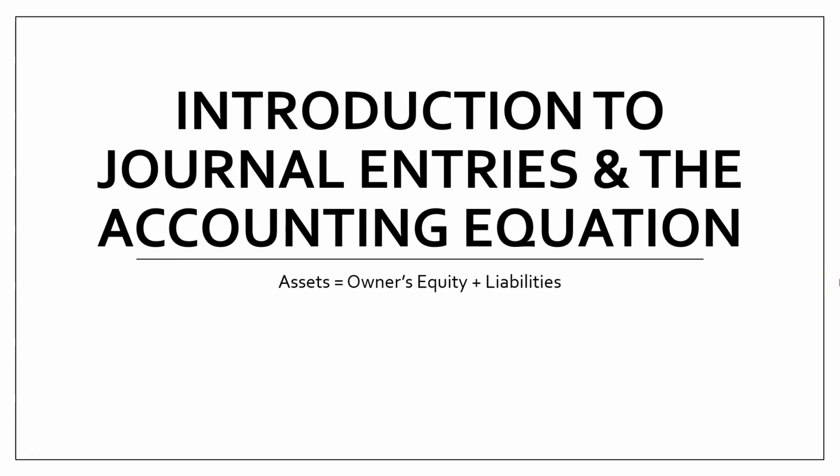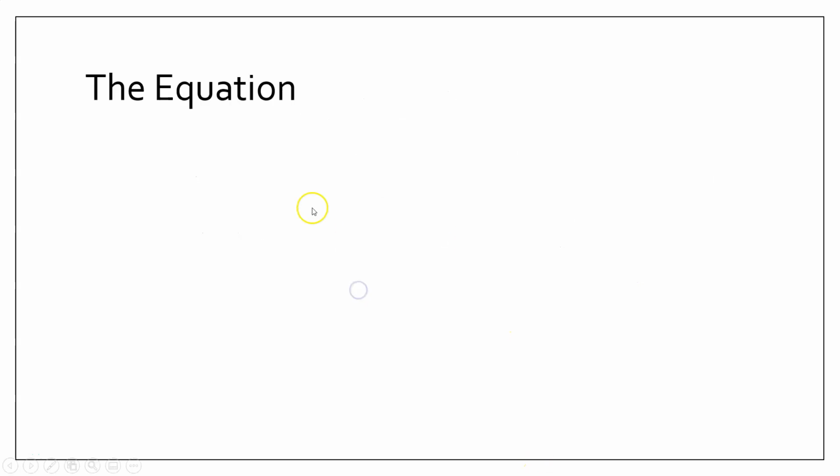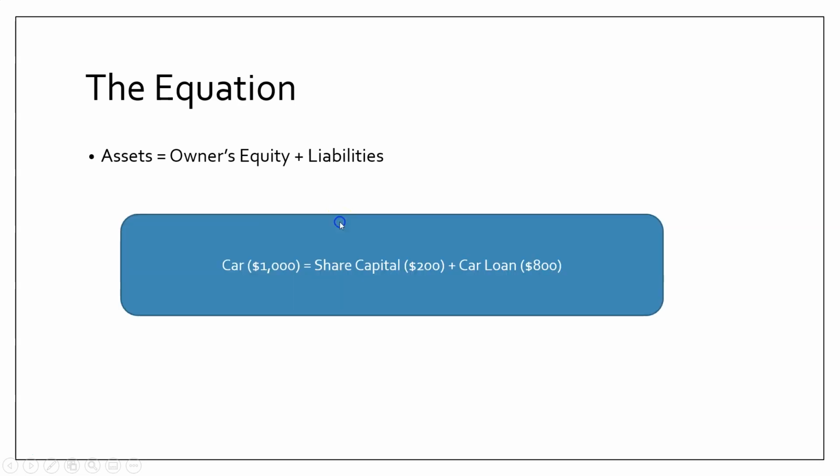Okay, so this video covers an introduction to journal entries and how the accounting equation applies to them. To start off, we're going to look at the equation itself. The accounting equation is simply assets equals owner's equity plus liabilities. We're just going to have a look at a quick example to see how this actually works in the real world.